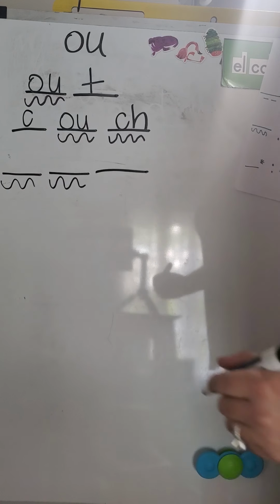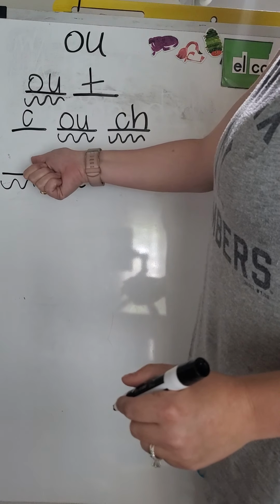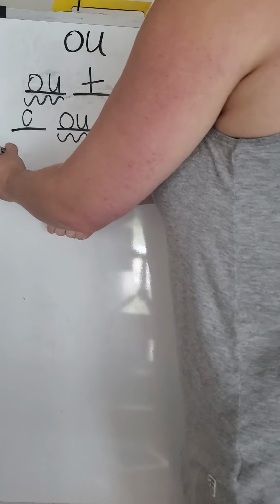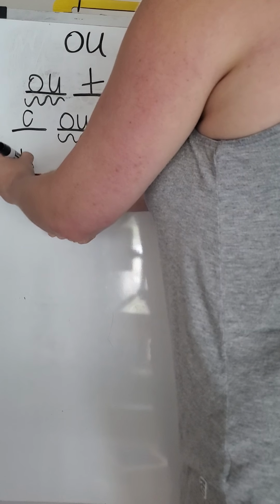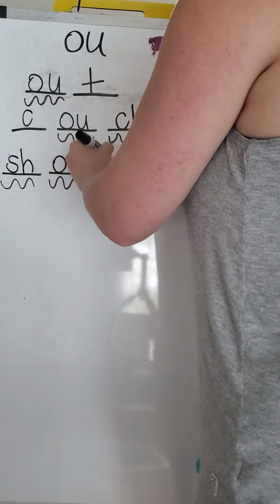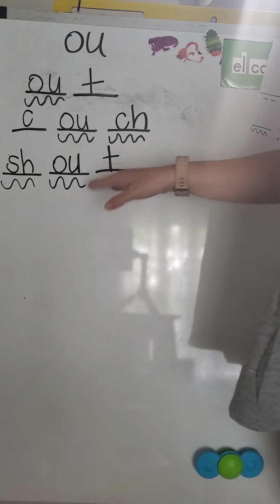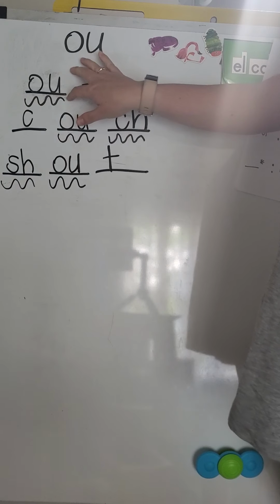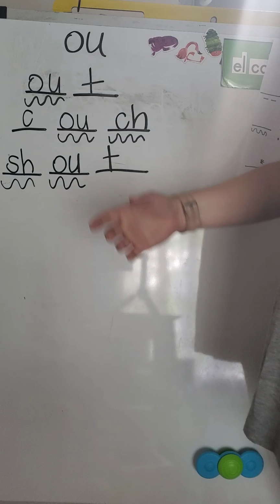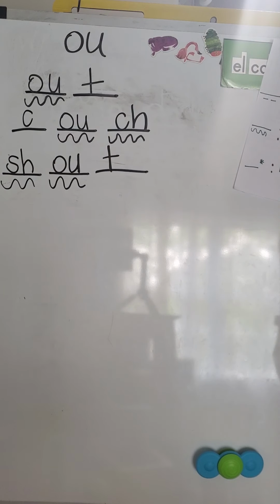Next word is shout. Say the word shout. Tap the word shout. Sh. Ow. T. Shout. What you could do also is, if they've had this word done already, use out to spell shout. Use out to spell pout. Can always do that too.